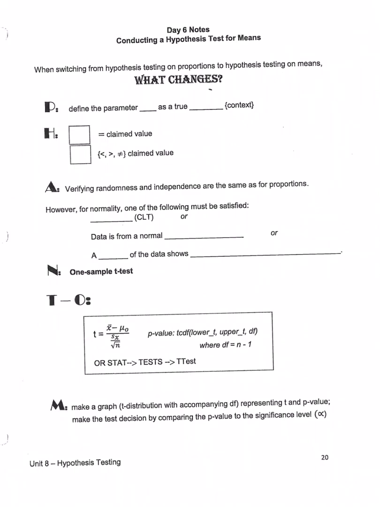How to check our assumptions. So how do we define the parameter this time? What is the parameter going to be this time? Mu, as the true mean of something in context, right? So H naught is going to be, instead of p equals the claim value, what now? Mu equals the claim value, or mu is less than, greater than, or not equal to. All right. Random and independence are the same, aren't they?